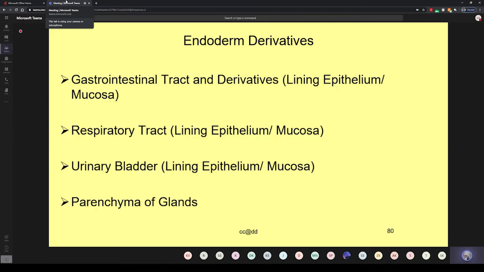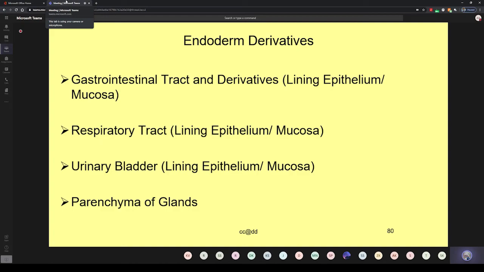I'll skip this. So this is the summary of those layers, namely endoderm derivatives. What are the endoderm derivatives? Gastrointestinal tract and the derivatives, meaning, I'm again emphasizing within the bracket, the lining epithelium. Respiratory tract, urinary bladder, plus, you can see the last word, parenchyma of those glands in these tracts. Parenchyma refers to the secretory portion of a gland, whereas stroma refers to the connective tissue which is holding the glandular elements. Stroma is always derived from mesoderm.